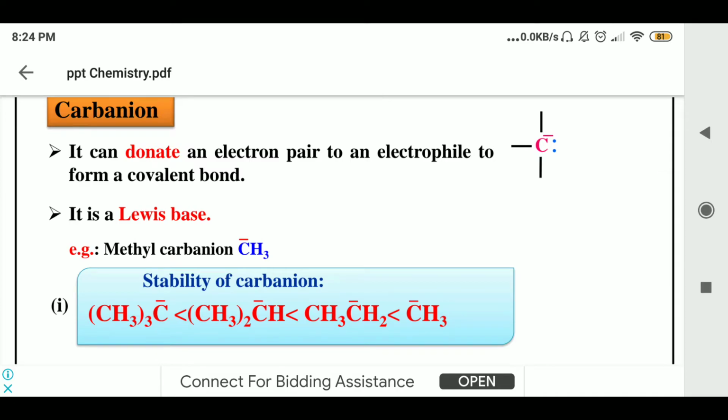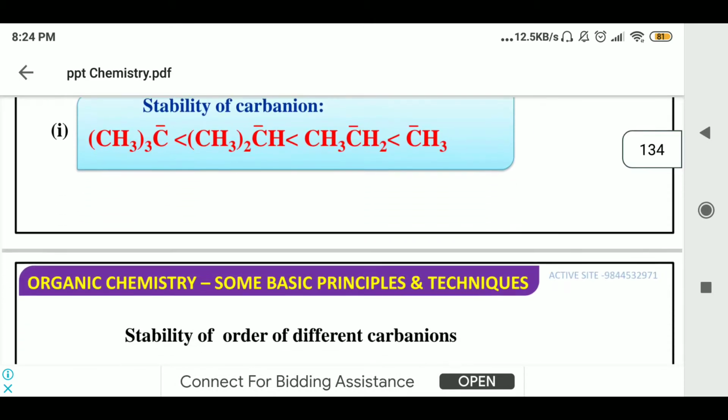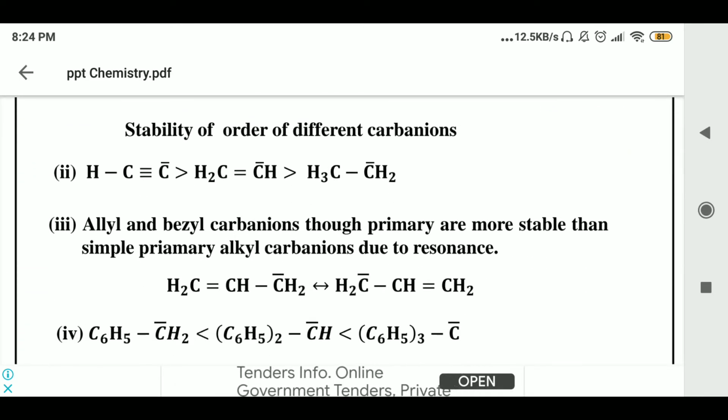Here the example I have given is methyl carbanion. You guys can see the stability order of the carbanions. Methyl carbanion is more stable than your ethyl, followed by secondary or isopropyl, and the least stable one is tertiary butyl carbanion. This is the stability order.